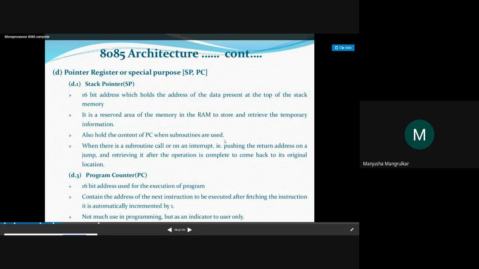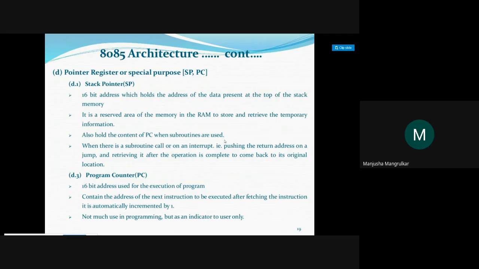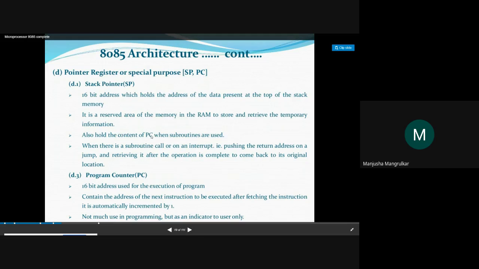Suppose there is a subroutine program: after this program you have to go to another program, so the next content of the program counter will be stored into the stack pointer. After completion of the subroutine, the program counter will come back to the main program from where it has to continue, but that address is stored in the stack pointer. When there is a subroutine call or an interrupt, the return address is pushed onto the stack, and it is retrieved after the operation is completed, returning to the original location.